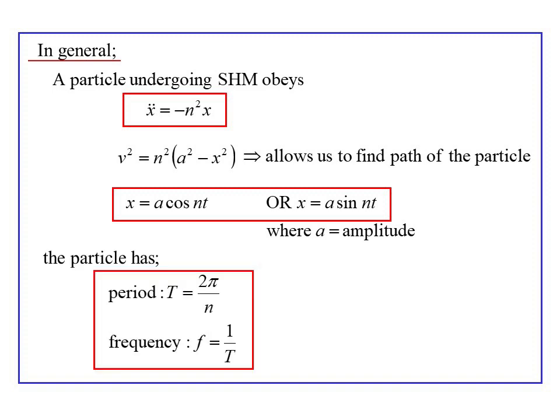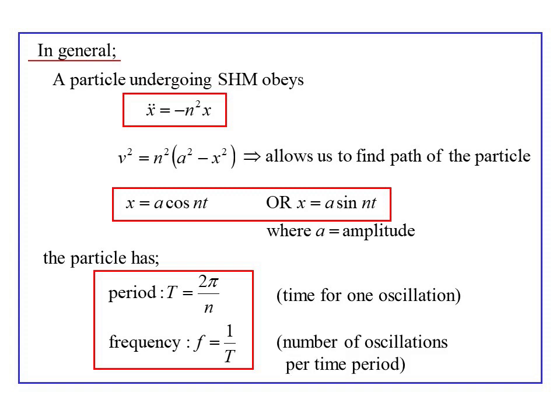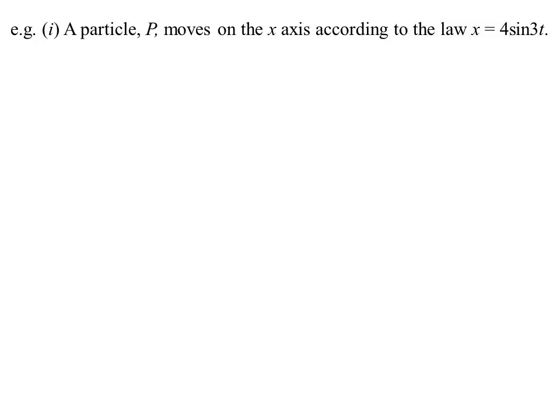We know the particle has a period. It's a cosine or a sine curve. Period of a trig curve, 2 pi on n. That's exactly the same as our trig. Then there's this thing called frequency, and frequency is just the reciprocal of the period. Period tells you how long it takes for one complete oscillation, whereas frequency tells you how many oscillations there are in a particular time period. Usually seconds for what we're looking at, but it doesn't have to be seconds, it's whatever the time units happen to be.